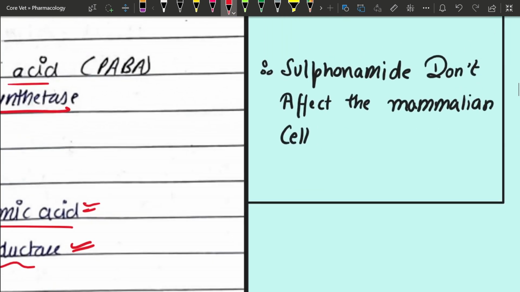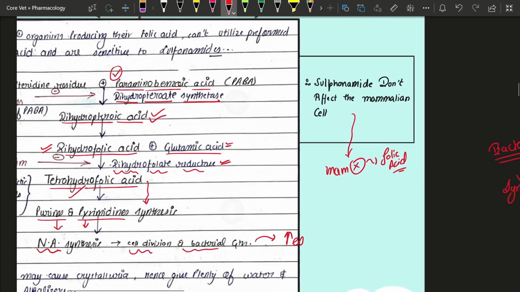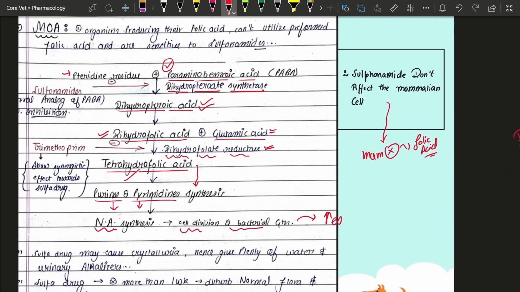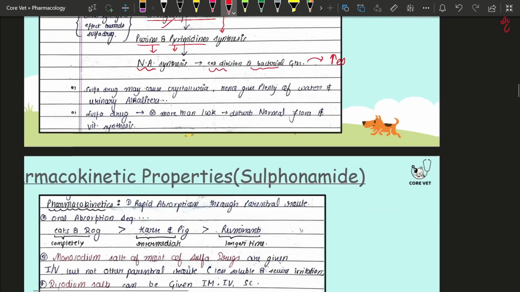And sulfonamide does not affect the mammalian cell. Why? I have told you earlier, mammals do not synthesize folic acid, right? They get that from their diet. That's why the sulfonamide or the trimethoprim aren't going to affect the mammalian cell, right? I hope this particular part is clear.